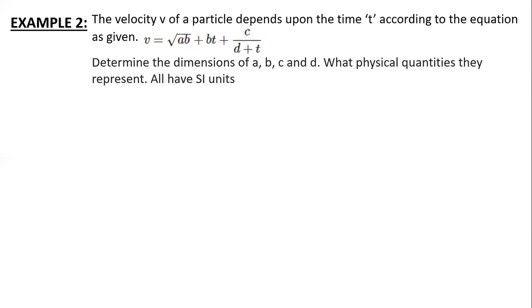So first, try to identify the terms, because terms are identified only by plus and equal to. So this is one term, this is the second term, this is the third term, and this entire thing is the fourth term. All four terms will share the same dimensions. Means if this is meter per second, then this entire thing will also be meter per second, and this entire thing is also meter per second.